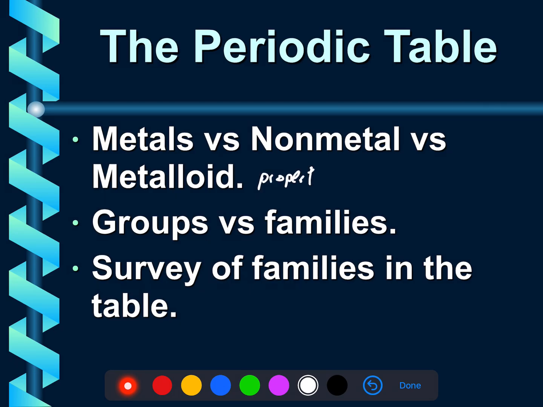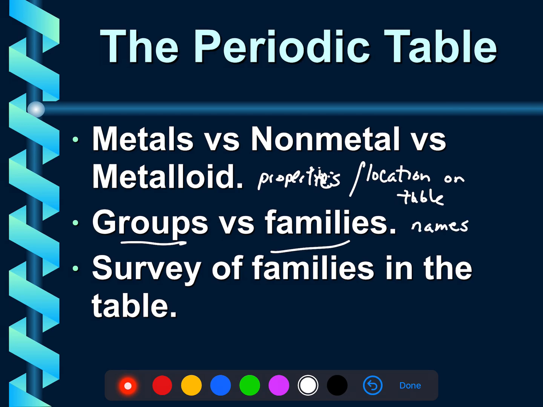We have to know the properties, and we have to know the location on the table. And groups versus families, some of them have special names, so you have to know those. And in terms of what the difference is in terms of chemical versus physical properties.